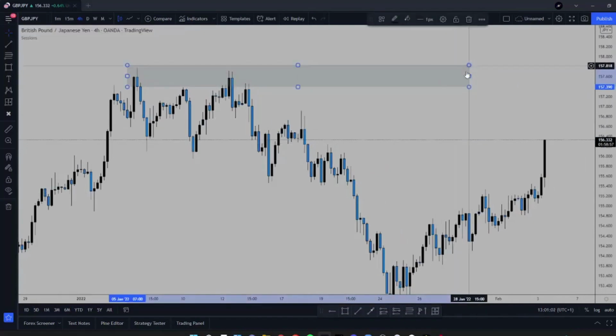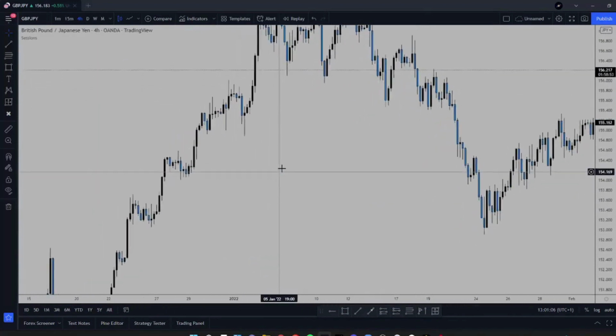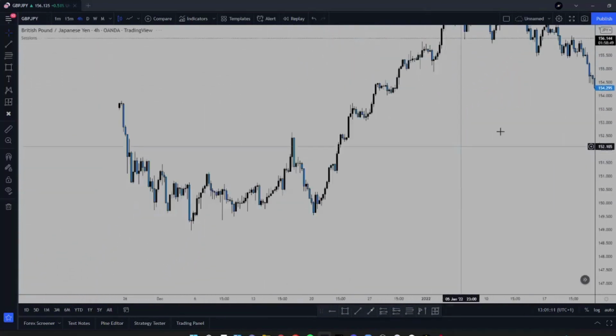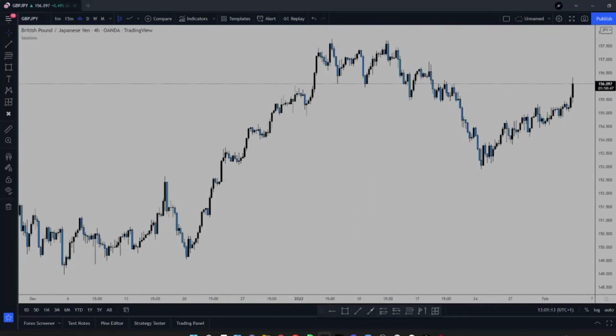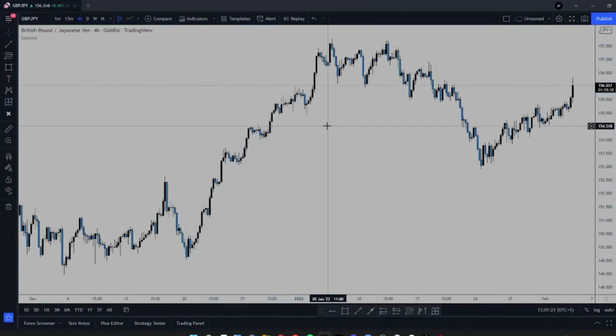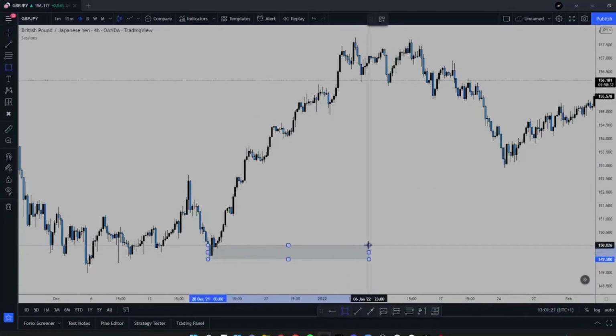Okay, let us take a look at a buy example. Actually, before that, let's just take a look at this whole move. Very interesting move. All this, okay, 800 pip move, beautiful. So let us take a look at that. What would the edge be of this move? It would be this. This is where the move started.